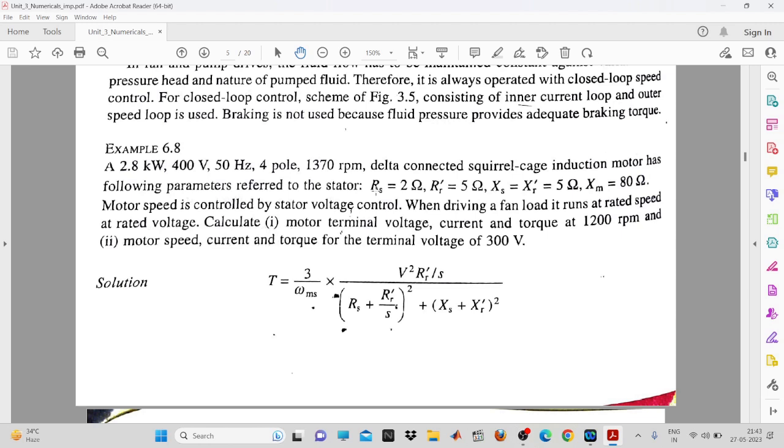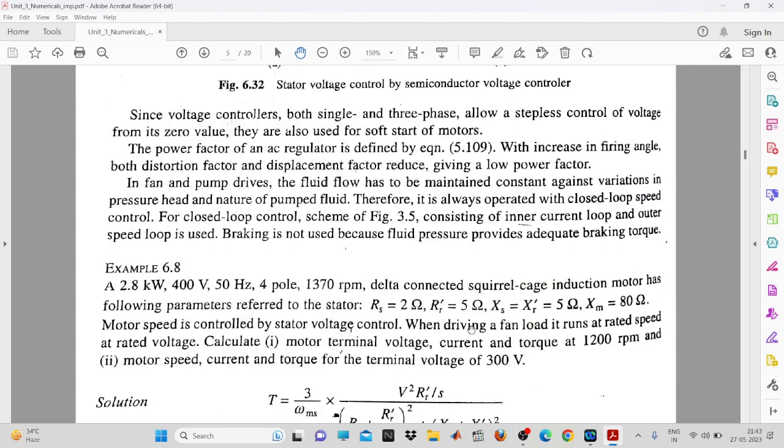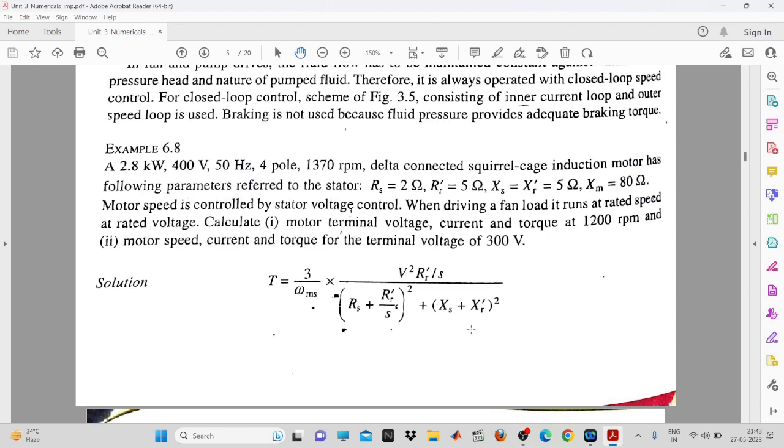It means that if you want to control the speed of the induction motor, then you need to control the V. As you can see from the equation we have just derived, T equals 3 upon omega ms into V square times RR dash upon S, upon RS plus RR dash upon S whole square plus XS plus XR dash whole square. This is very simple. I think you require only 1 minute to remember this equation. As you can see, V square is directly proportional to your torque. It means that if you increase the voltage, then torque will increase in that proportion.